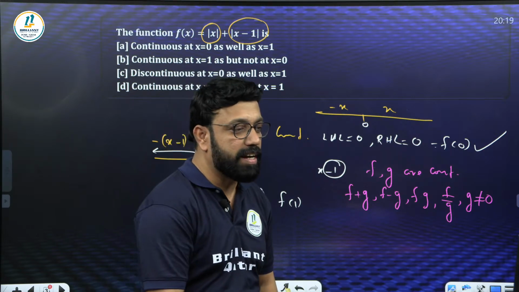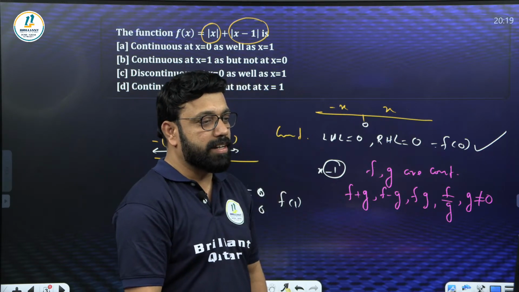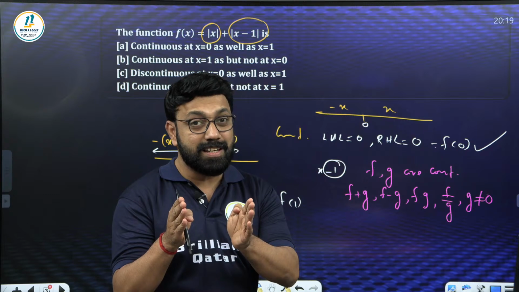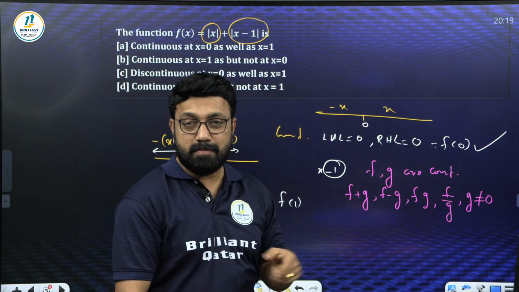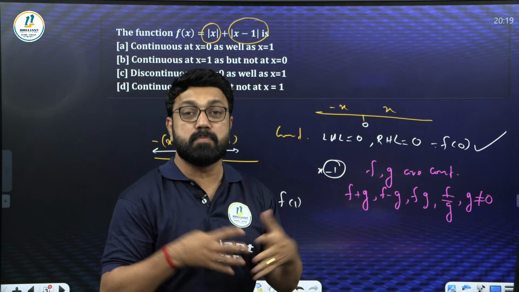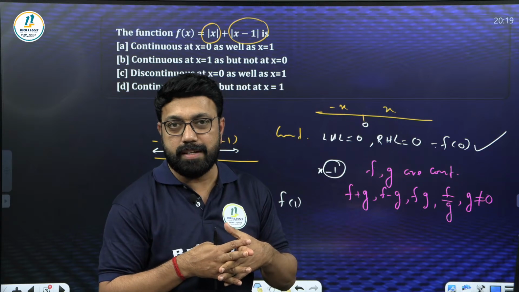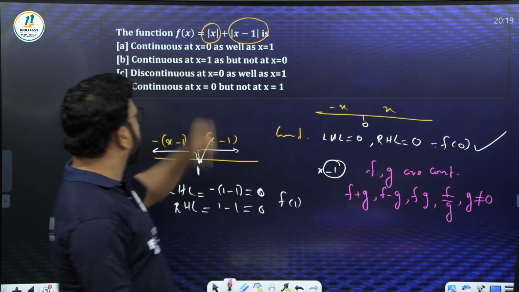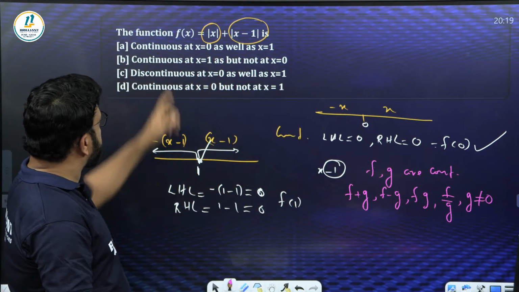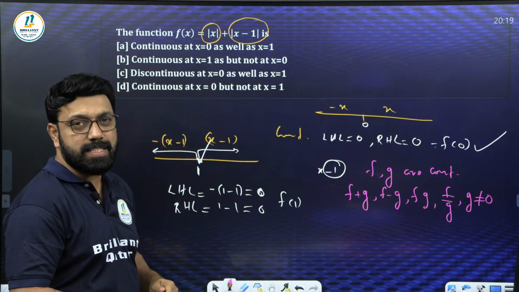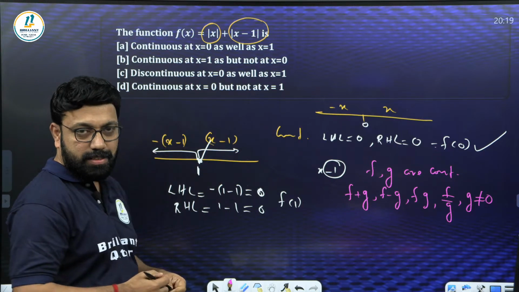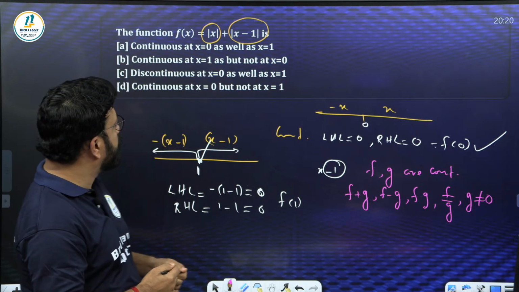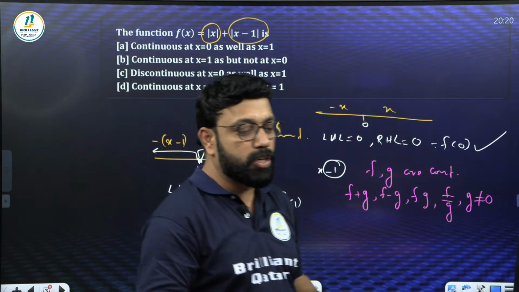Similar question if you are getting, directly you can write there all the modulus functions are continuous. Then both are modulus functions. Both are continuous. Its sum is also continuous. Product also continuous. And we can check the answer. Continuous at x equal to 0 as well as x equal to 1.